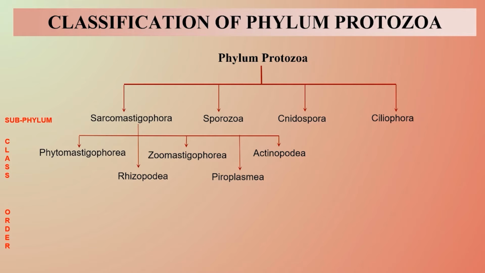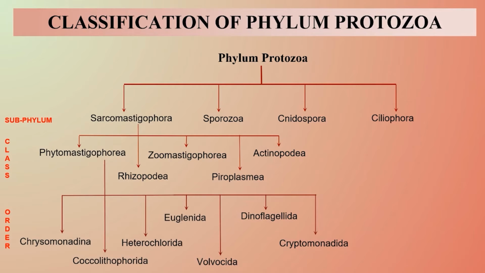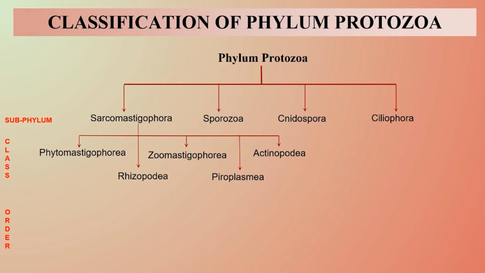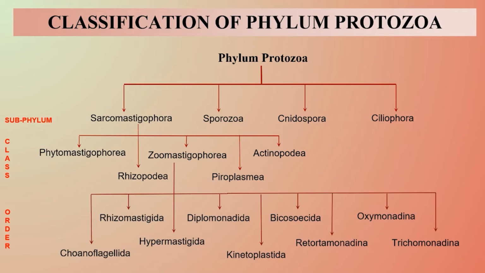The class Phytomastigophoriae is subdivided into orders: Chrysomonadina, Coccolithophorida, Heterochlorida, Euglinida, Volvocida, Dinoflagellida, Cryptomonadida. Next, class Rhizopodiae is subdivided into order Amoebida, order Arselinida, order Foraminiferida, order Diplomonadida. Class Zoomastigophoriae is subdivided into order Choanoflagellida, Rhizomastagida, Hypermastagida, Diplomonadida, Kinetoplastida, Bicosoicida, Retortomonadina, Oxymonadina, Trichomonadina.